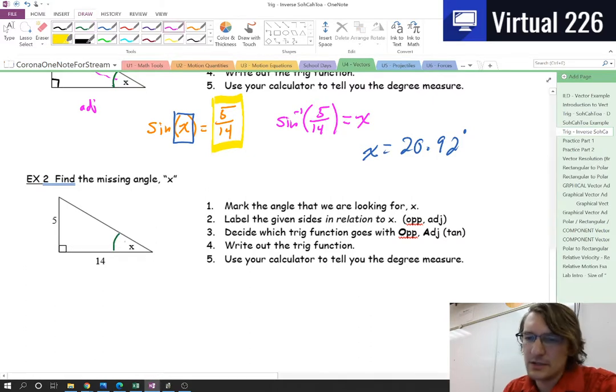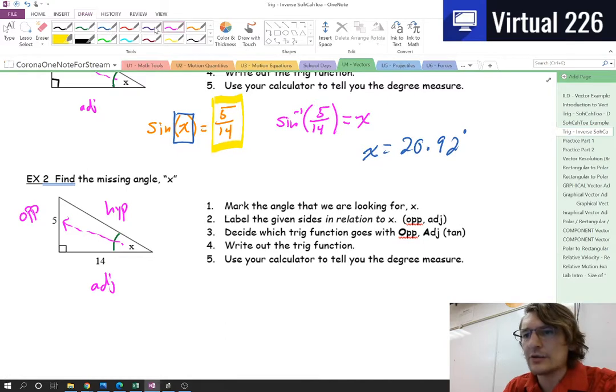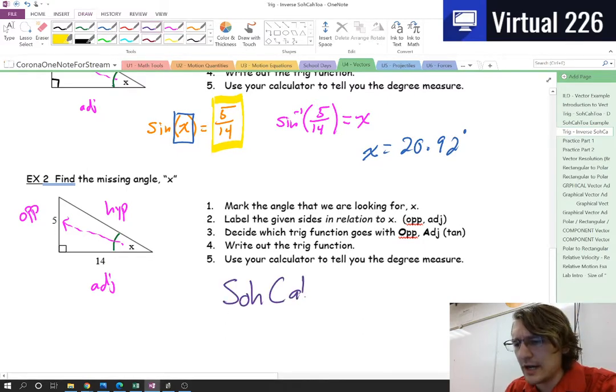Okay. Marked. Cutting through the angle to get to the opposite side. Across from the 90 degrees is my hypotenuse, and that makes this the adjacent. I always write his name because it's the greatest in the world. Chief SOHCAHTOA.